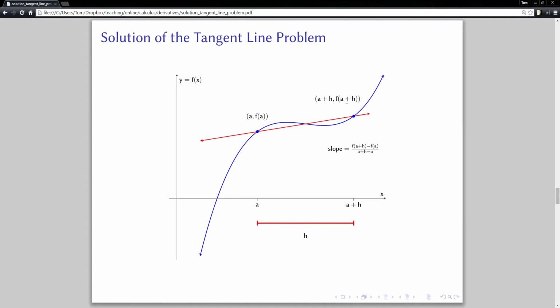So it'll be y2 minus y1 over x2 minus x1. So we get this formula here, and we can simplify that slightly. In the bottom we have 2 like terms, a and minus a, so the simplified formula for finding the slope is f of a plus h minus f of a, all over h. So that will give us 2 points, and with 2 points we can easily calculate the slope.